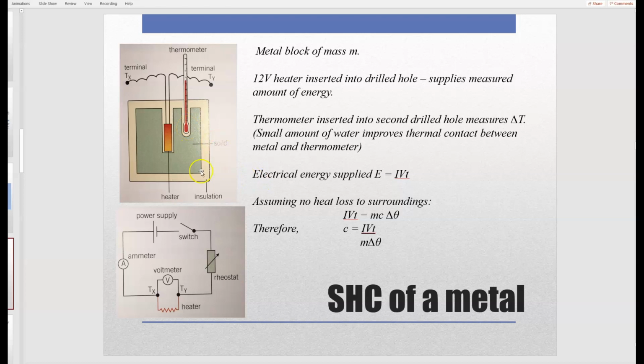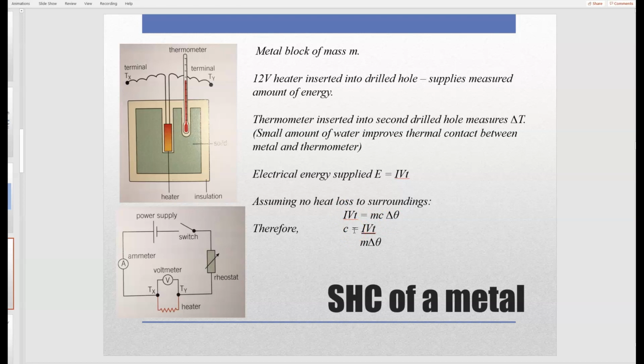Now, the energy transfer is electrical energy from the heater turning into heat in the metal block. So the electrical energy we supply to the heater is IVT. So that equation is given to you in your data sheet, okay? IV is power, so power times time. So the current times the potential difference times the time it's left on for. Now that is being directly converted into internal energy of the block, so MC delta theta here. So we can put them equal to each other and then rearrange the equation for C.